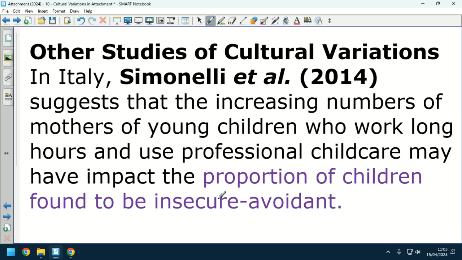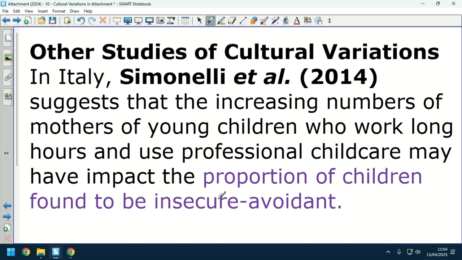Now, because the specification does focus on Van Ijzendoorn, it is important that in any answer you write, you include Van Ijzendoorn in detail. However, when we look at the essay questions, they do talk about research or studies into cultural variations, and therefore there's other research that we can have a look at.